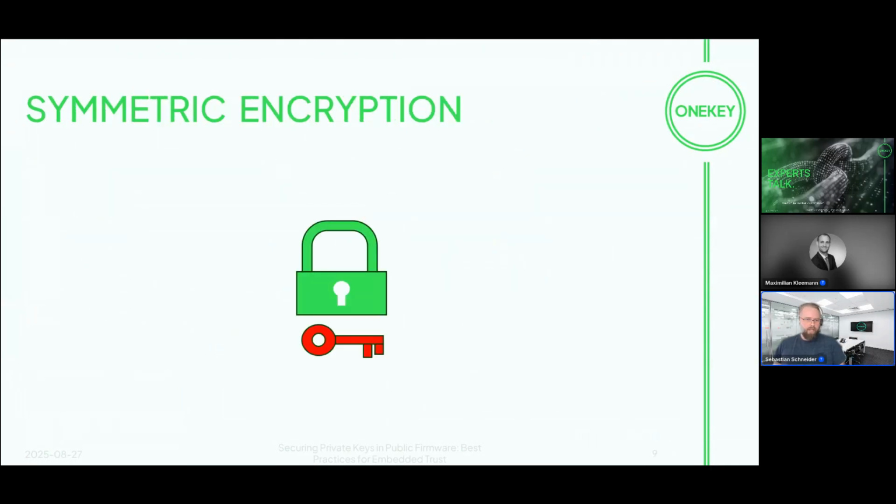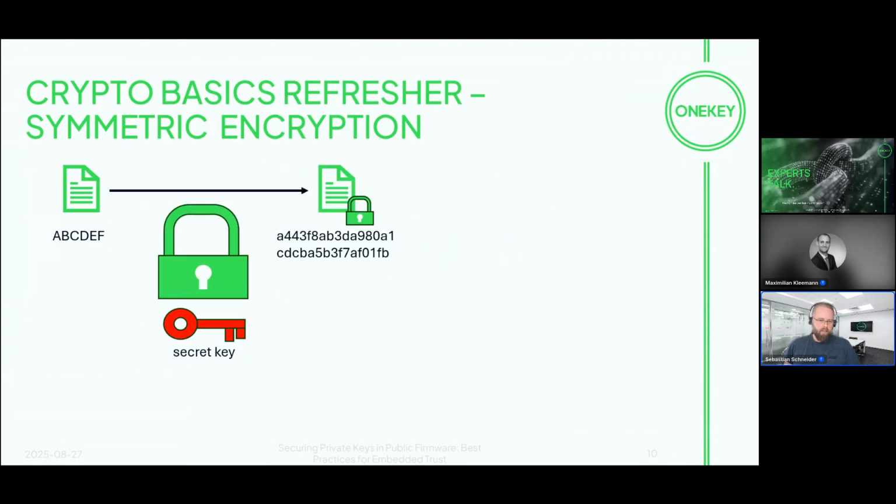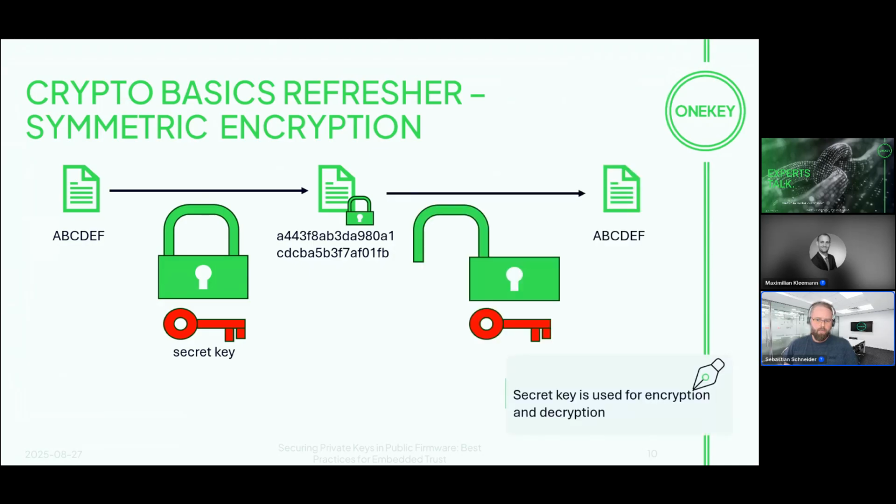Jump to another topic, symmetric encryption. So this obviously protects the secrecy, the confidentiality of files. We again start with a single unencrypted file. We now need a secret key. And if we apply an encryption function together with a secret key to the file, we end up with an encrypted file, and we need the same secret key to decrypt the file to receive the plain text again.